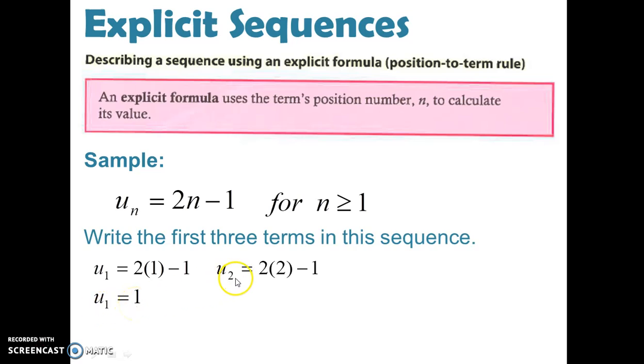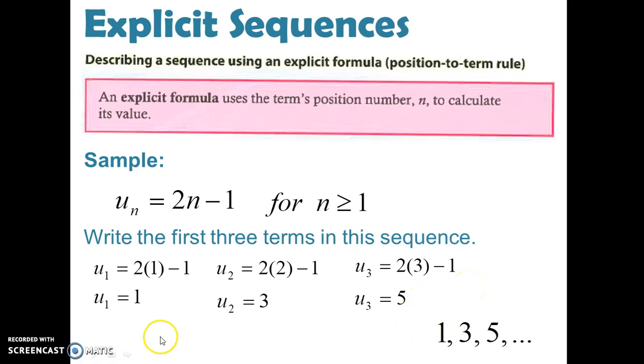Then you go to U2. Now you replace this with 2 and this with 2. So U2, at position 2, or term number 2: 2 times 2 is 4, minus 1 is 3. So U2 is 3. And the third term, again, we make this 3. We replace this n with 3 as well. 2 times 3 is 6, minus 1, 5. So in this way, we can create this entire sequence. And the sequence is 1 so far, 3, 5, and so on, goes on forever, because n can be any number greater than or equal to 1. That's called an explicit sequence because the term number, or the position number, is right in the formula for calculating the term.